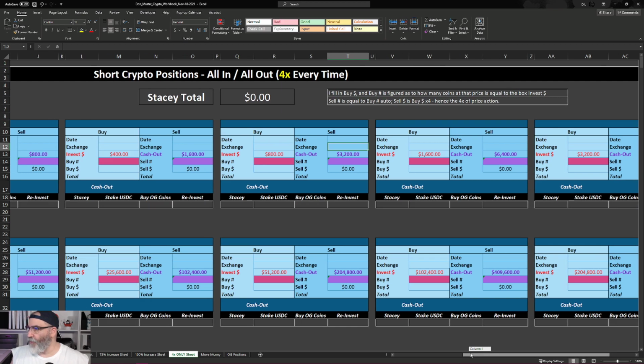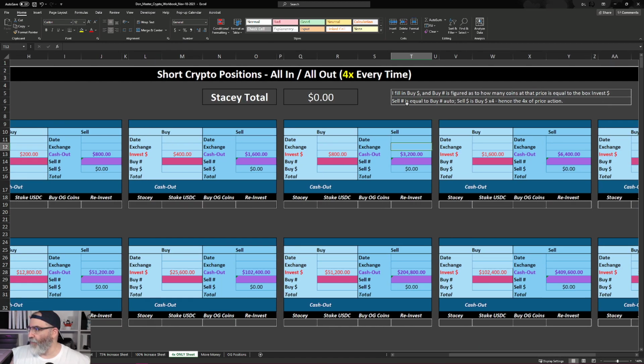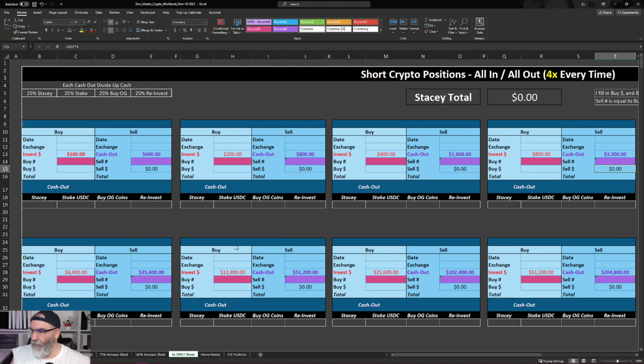So let's go over here. I also say the sell number, which is right here, is equal to the buy number, which is right here, and it's automatic. The sell dollar amount right here is the buy number times 4 because this is a 4x every time, so it pre-populates, hence the 4x price action. So what I'm doing here is a doubling effect.